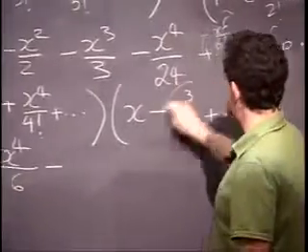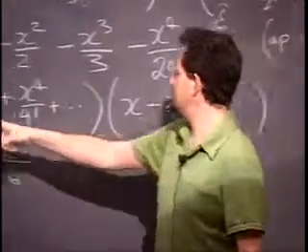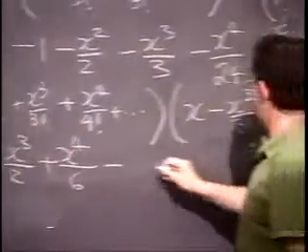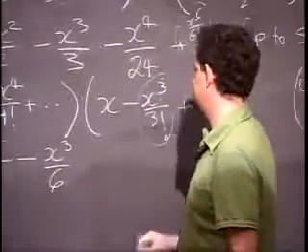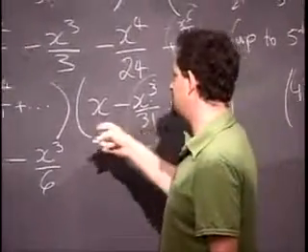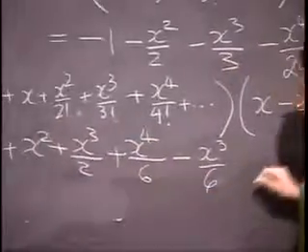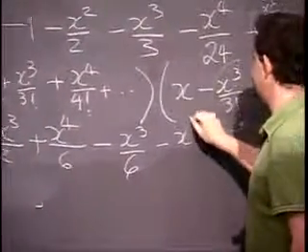Now let's deal with this. This times 1 is x cubed over 6. And this times x is minus x to the 4th over 6.